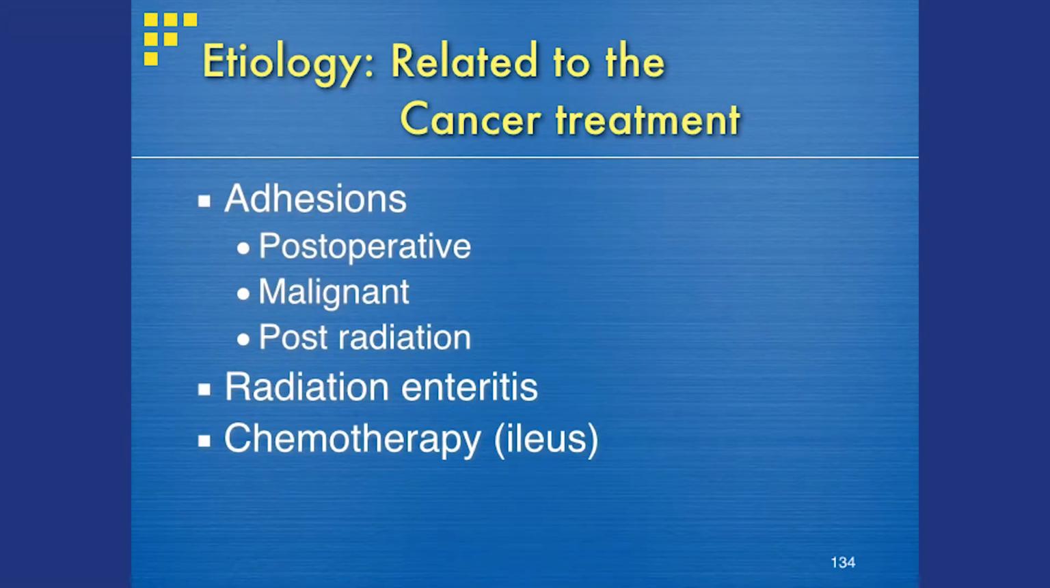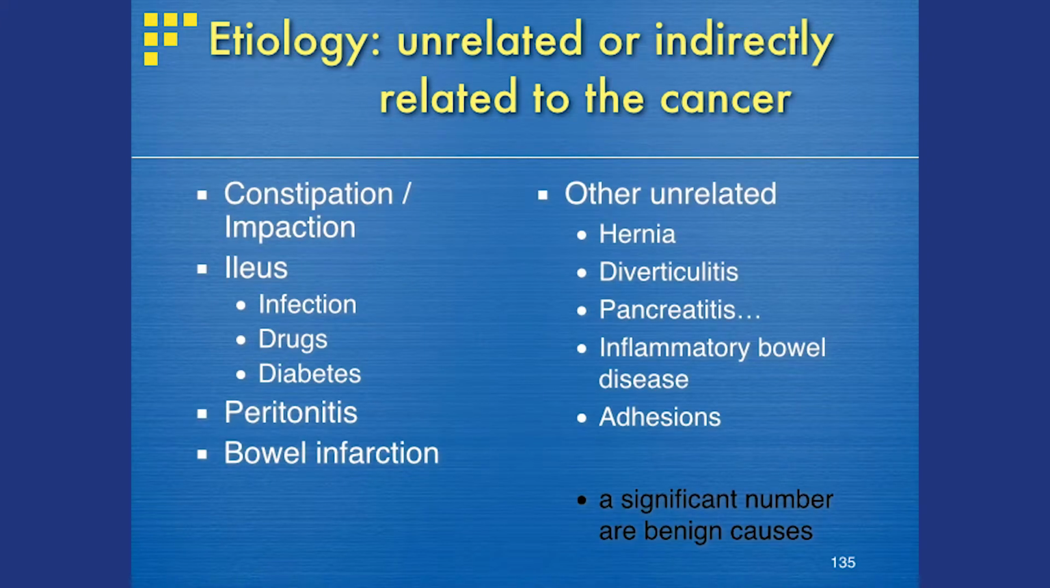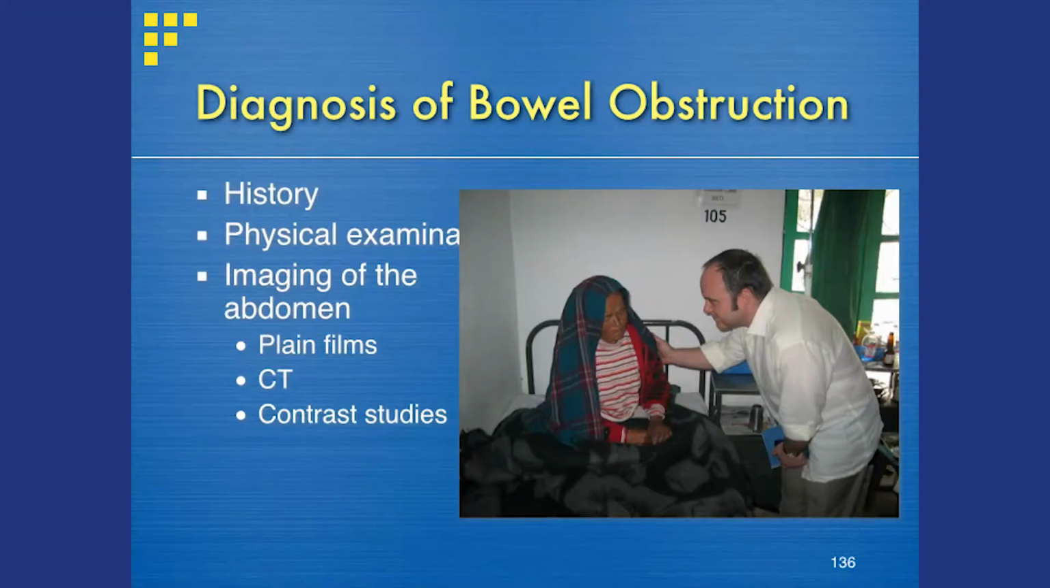So it can be related to the cancer, or it can be related to the cancer treatment. So adhesions from surgery or radiation. Chemotherapy can cause ileus. Or it can be indirectly related to the cancer, or unrelated. So constipation, ileus from drugs, peritonitis, bowel infarction, and other causes. A significant number of these are benign causes. If you operate on somebody with bowel obstruction, about 1/3 of them are benign causes, meaning adhesions or torsion, not necessarily directly from cancer.